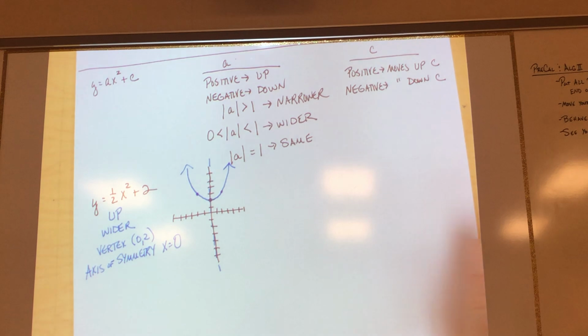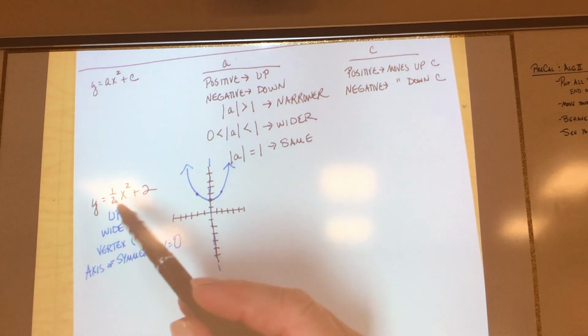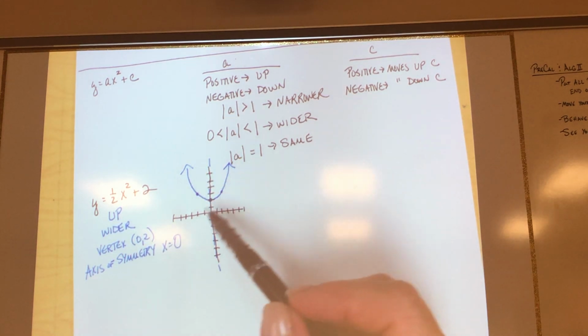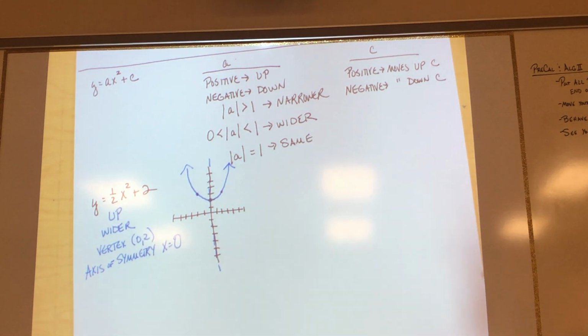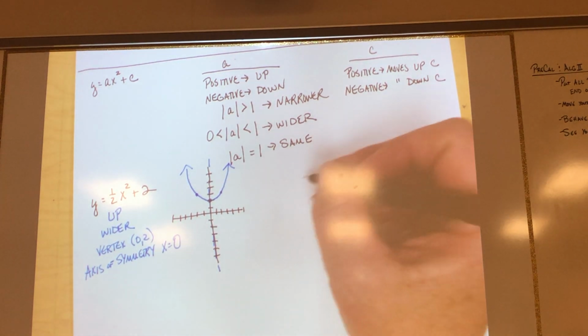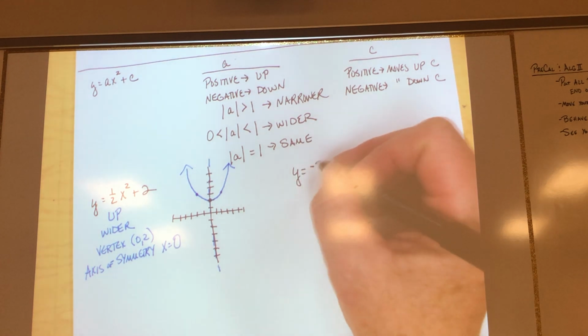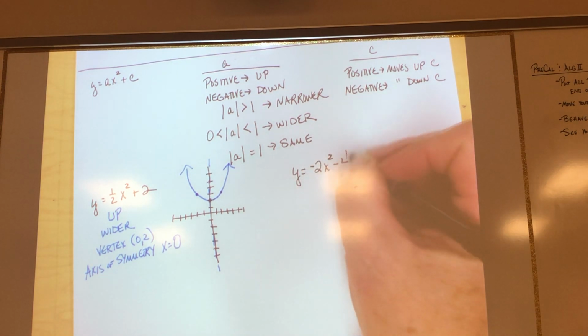So there it is right there. That's what your curve looks like. Anybody got a question? What about the x squared? The x squared is what makes it a parabola. Okay? If you didn't have an x squared, it'd be a line. All right, so here we go. Your next one, y is equal to negative 2x squared minus 4.